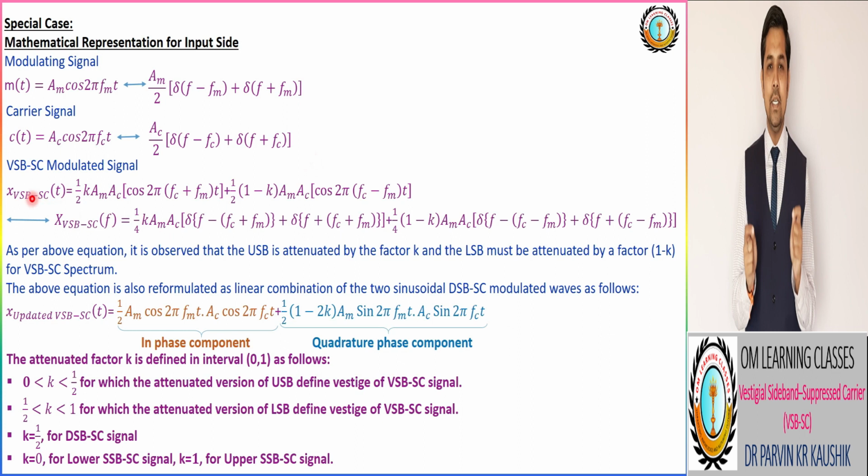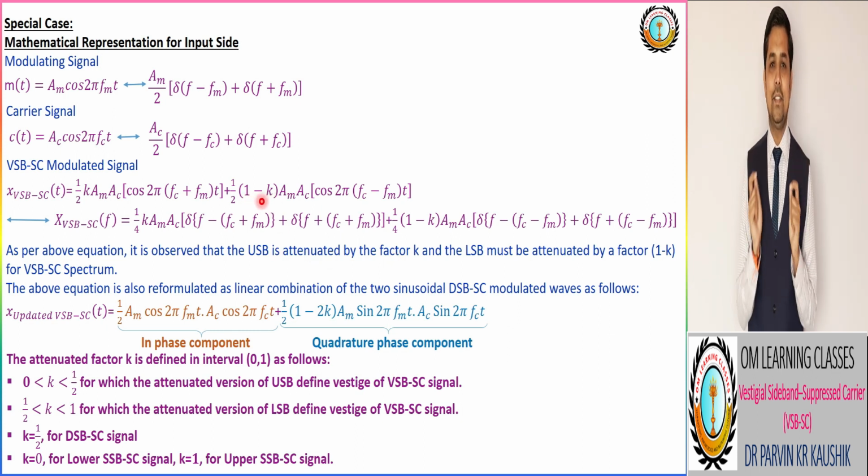Now we have the VSB-SC representation by considering a factor k that will provide the attenuation in the upper sideband, and the factor 1 minus k that will provide the attenuation in the lower sideband. So by utilizing the k and 1 minus k factors, we have the VSB-SC modulated signal that is equivalent to 1 by 2 k Am Ac cos 2 pi (fc + fm) t plus 1 by 2 (1 - k) Am Ac cos 2 pi (fc - fm) t. Very important: the k factor attenuates the USB signal and the 1 minus k factor attenuates the LSB signal.